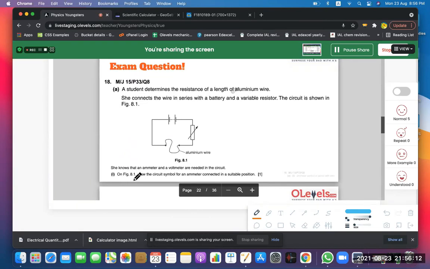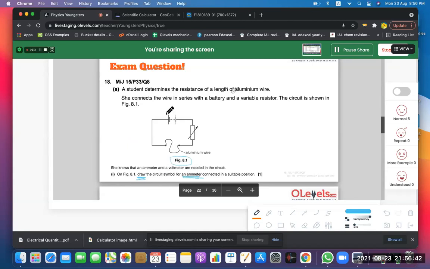On figure 8.1, so here we have a figure 8.1. Draw the circuit symbol for an ammeter. I will underline the keyword here. We have to draw an ammeter here. Ammeter is also a keyword because it's telling me what I have to do in this question. So we have to draw an ammeter connected in a suitable position. Suitable means correct position here.